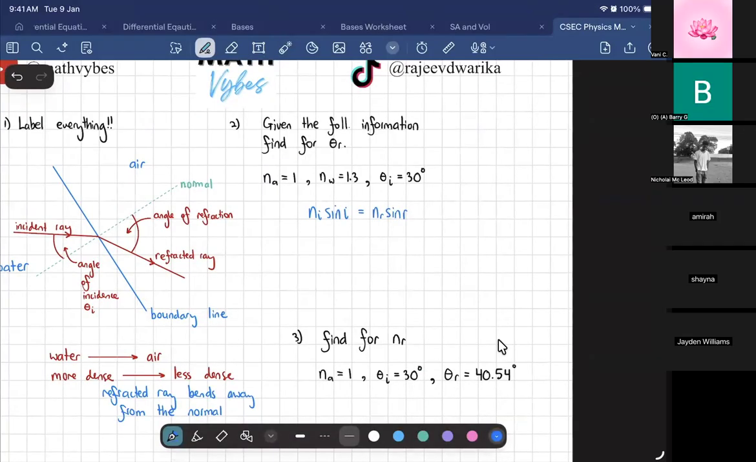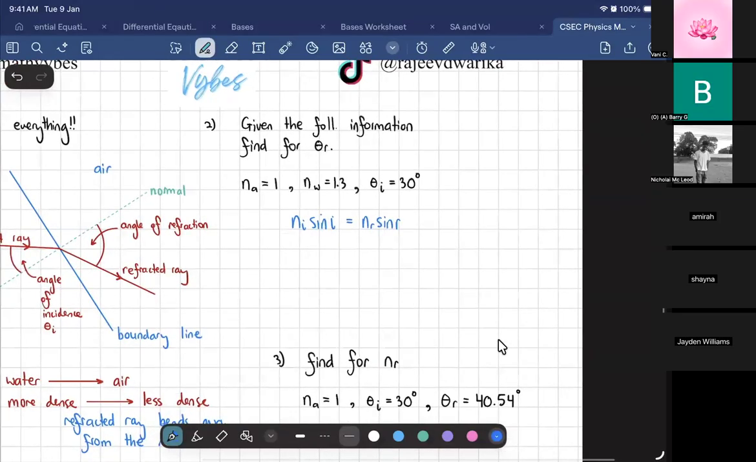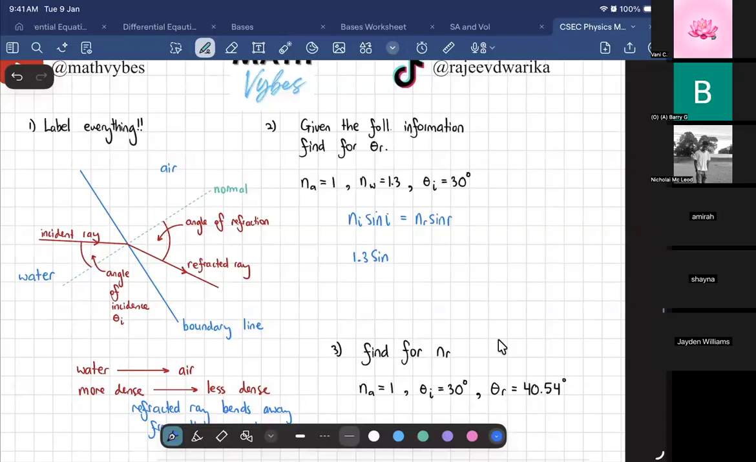Right, so what's the refractive index of water? It would be 1. No, that's for air. For water it is 1.3. This is air, and this is 1.3, water. I don't put brackets. So 1.3 sine. Do we know what the angle of incidence is? Tell me, where's the angle of incidence? 30 degrees, right?